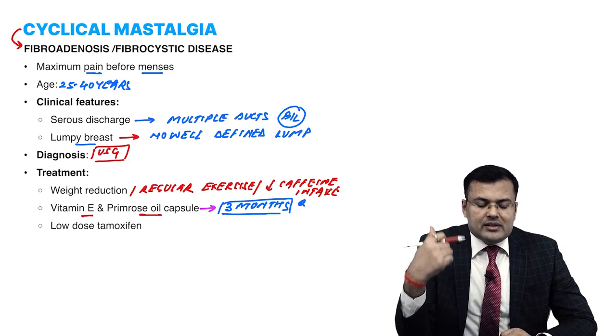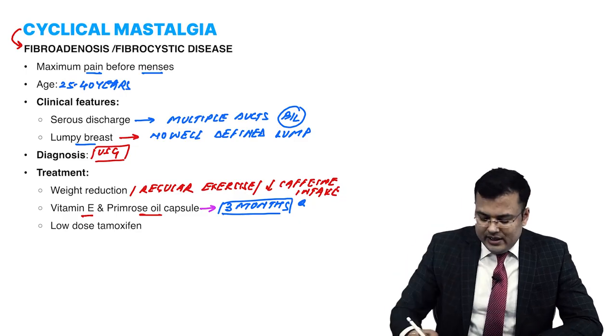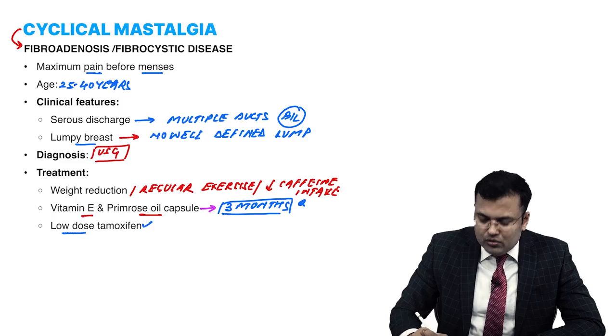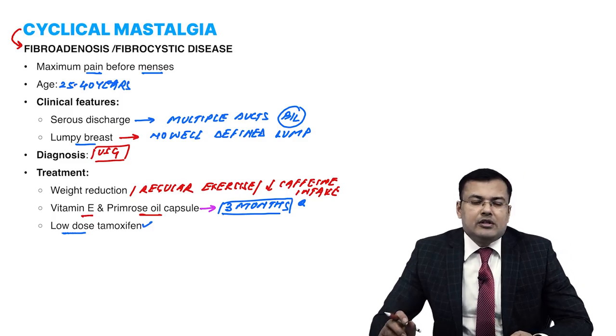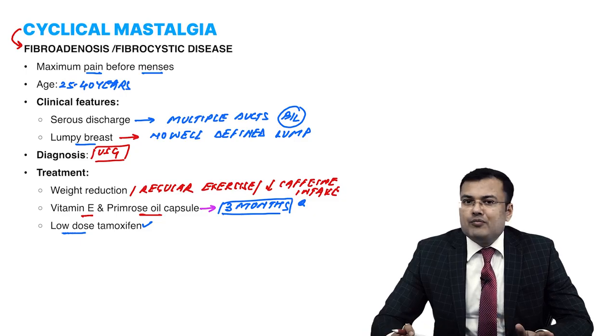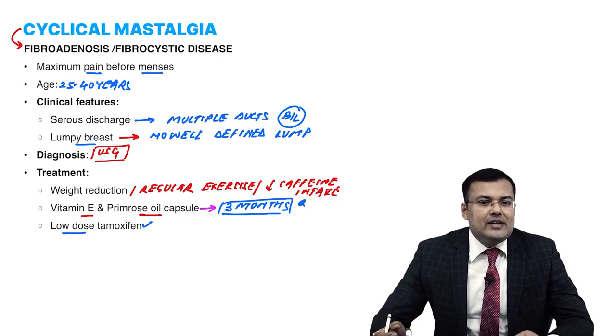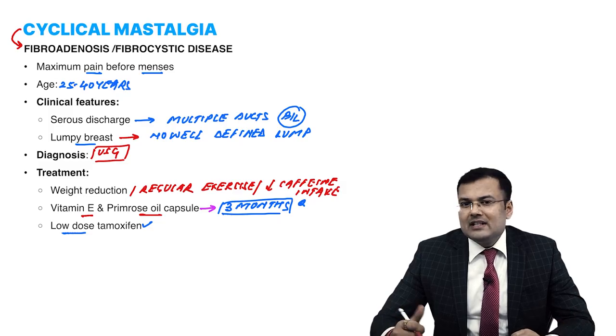And even if the patient is still not improving, there is no improvement, in these patients we have to start low dose tamoxifen. So low dose tamoxifen should be started if there is still no improvement in patients having fibroadenosis, also known as fibrocystic disease.